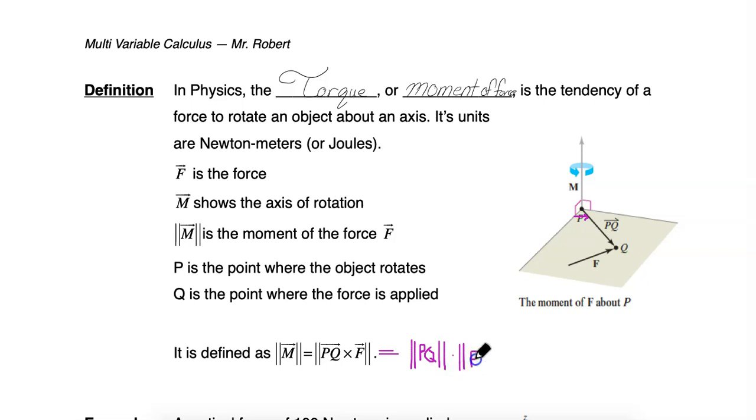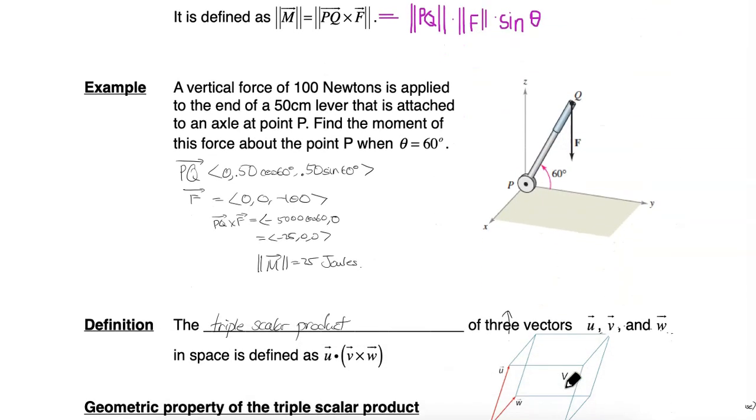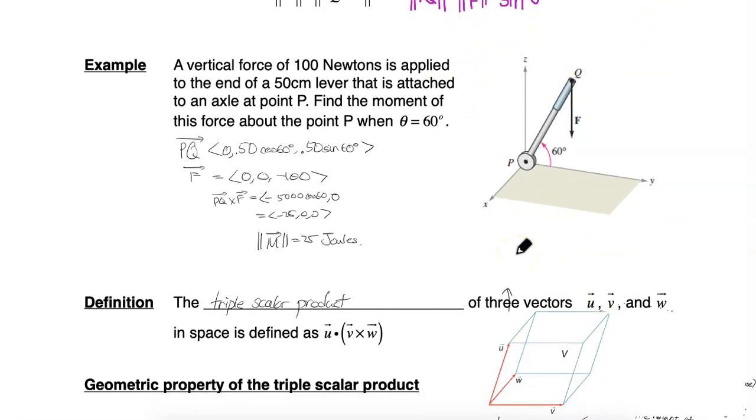So magnitude of PQ times magnitude of F times sine theta, so times the angle between the two vectors. Notice that we would have to put F near here to see what the angle between F and PQ is. So for example, if we're trying to push this lever down, but we somehow push vertically, which is not ideal, I think we can have an intuition that it would be much more efficient to try to push the lever this way. This is where the sine theta comes into play.